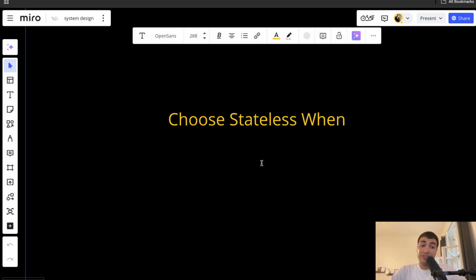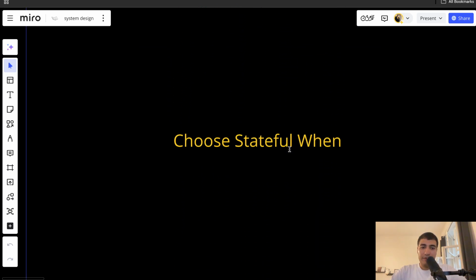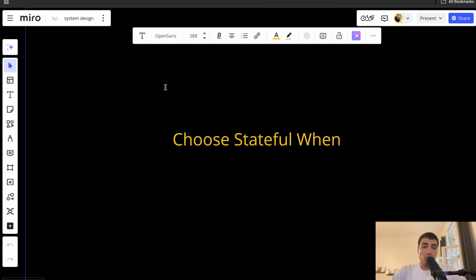Choose stateful when you need to maintain session state for users, like chat apps or e-commerce carts. The service needs to remember past interactions to provide a consistent experience. Or you're dealing with a real-time system that needs to track ongoing user actions, like multiplayer games or video conferencing.